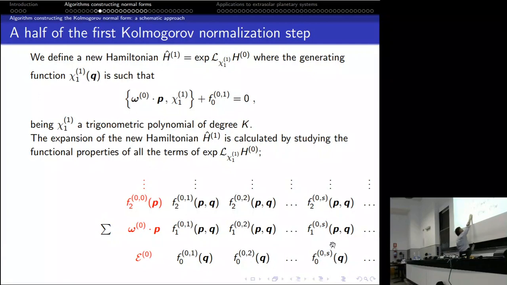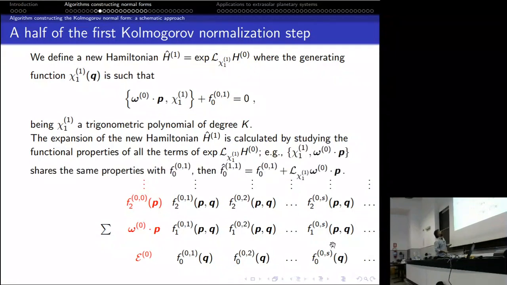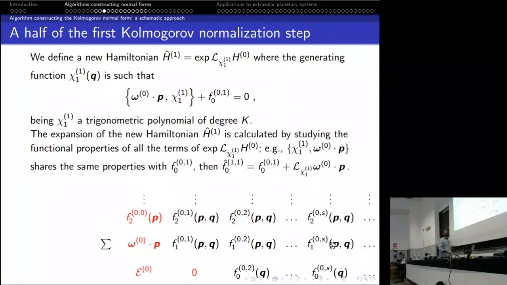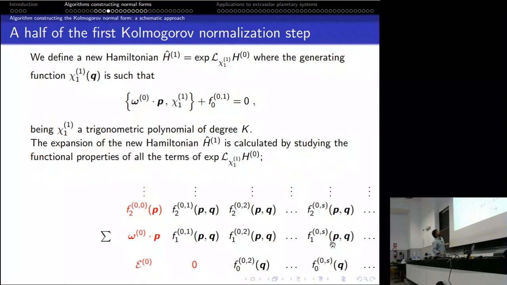So the first contribution is the Poisson bracket between the generating function and the main linear term, and we will sum up this, and that way you'll have a zero here, okay, plus an energy that you sum up here.